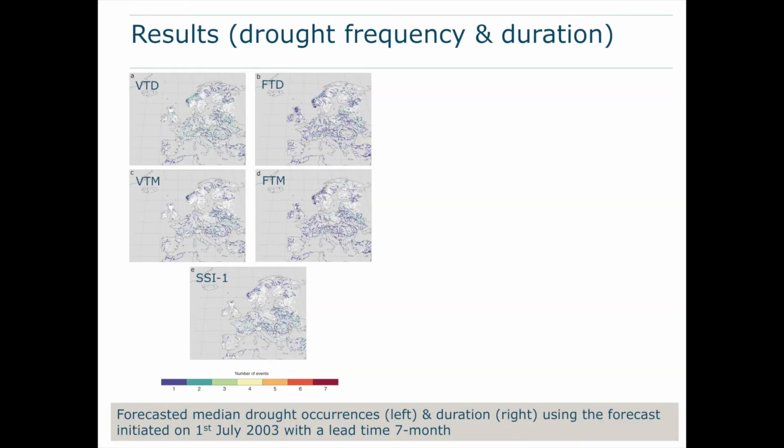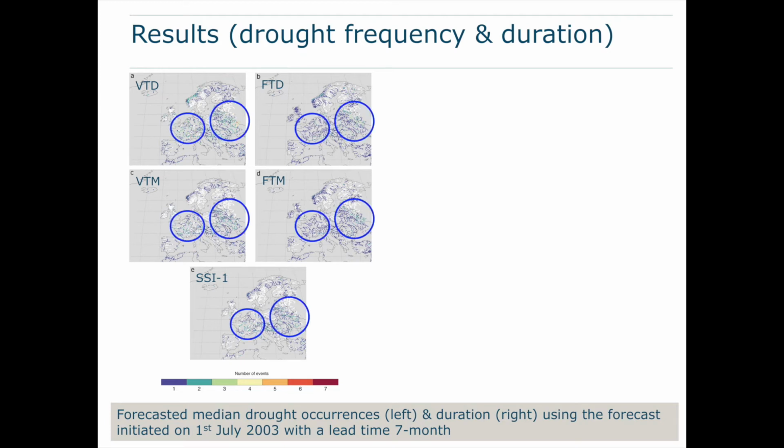In this slide, I show the number of drought occurrence or frequency for European rivers using different identification methods and using median forecast initiated in July 2003 for 7-month lead time. The difference between identification methods is clearly seen in the West and East Europe. Variable methods including SSI1 show higher drought frequency than the fixed ones.